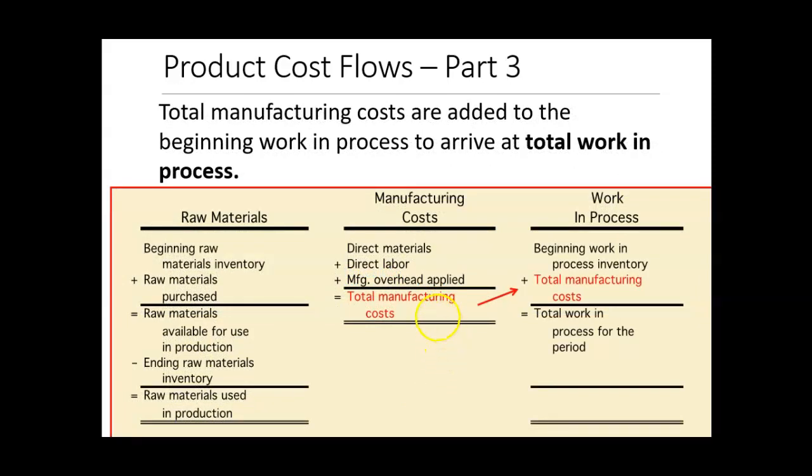Okay? From there, we look at our work in process account. You have beginning work in process. That's the cost remaining from the previous accounting period. You then add in your total manufacturing costs for the current accounting period. When you add those together, it gives you total work in process for the period.